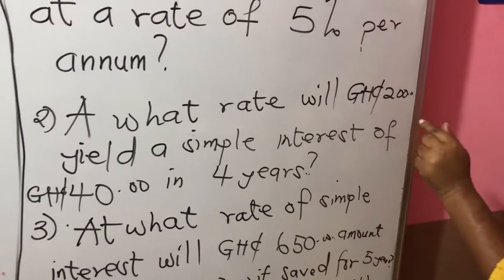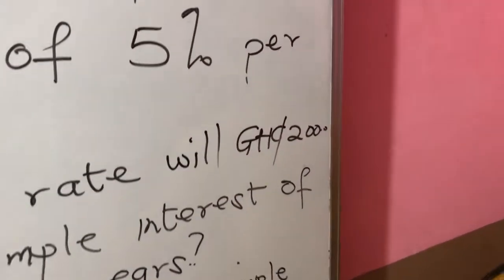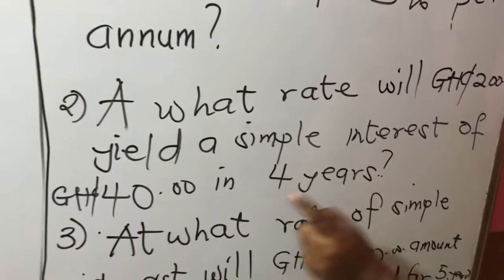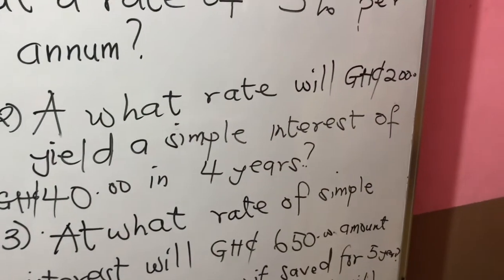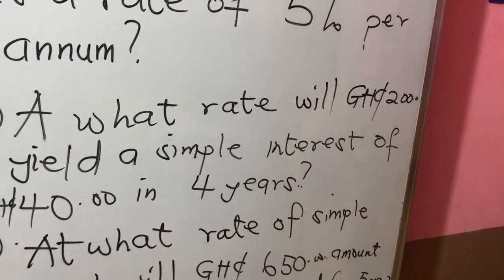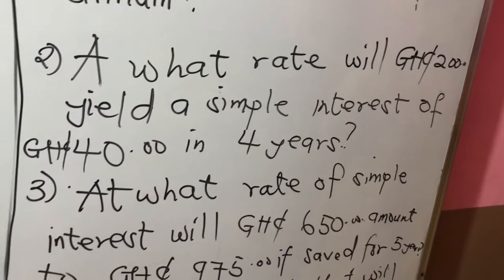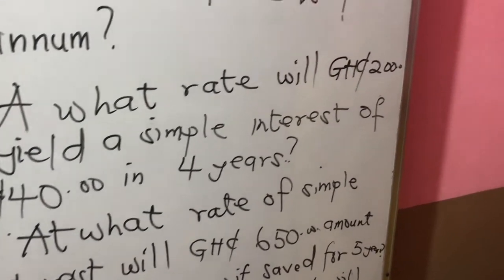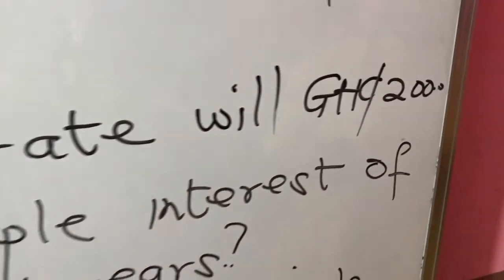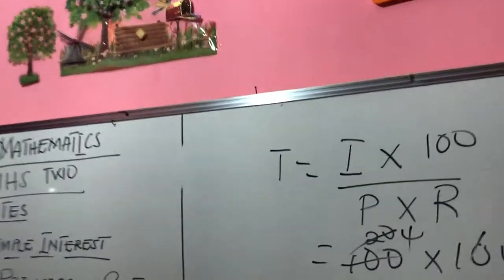At what rate will 200 Ghana cedis yield a simple interest of 40 Ghana cedis in 4 years? So here 200 cedis is our principal. 40 Ghana cedis is our interest, and our time is 4 years. So you're going to find rate, and you know the rate is in percentages. So let's pick our formula that makes rate the subject of the equation.